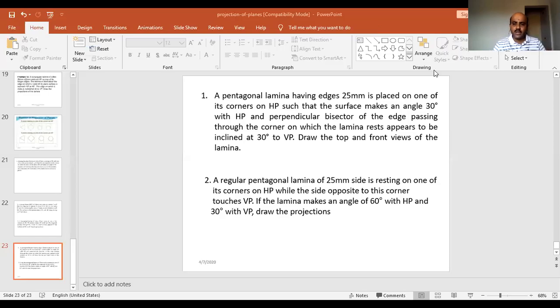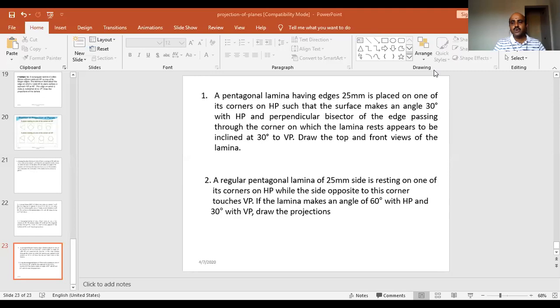Yeah. So in the last classes, we were talking about only triangular lamina and square lamina, and I solved one problem on rectangular lamina also. In today's class, I will start with two problems, both on pentagonal lamina.